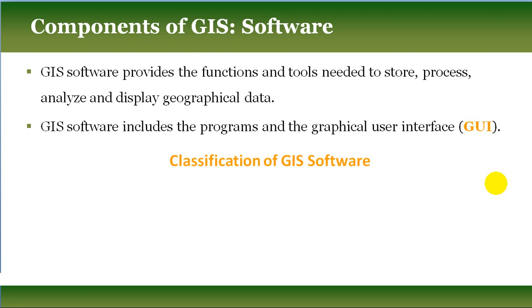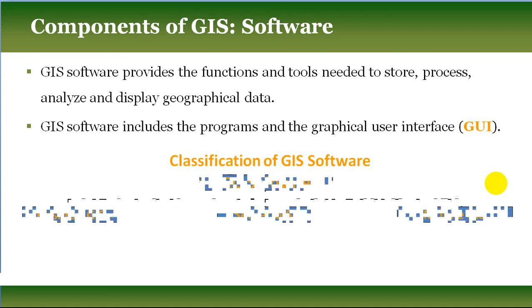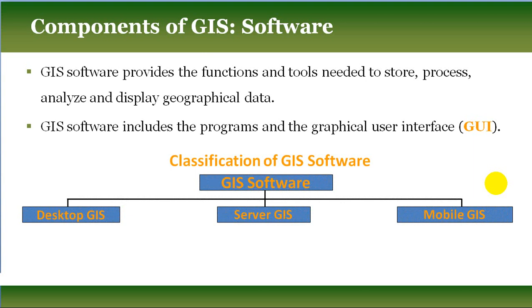Now here we can classify GIS software as per their size. According to this, one type of GIS software is called desktop GIS software, software which is only possible to use on a desktop or laptop computer, not only desktop.